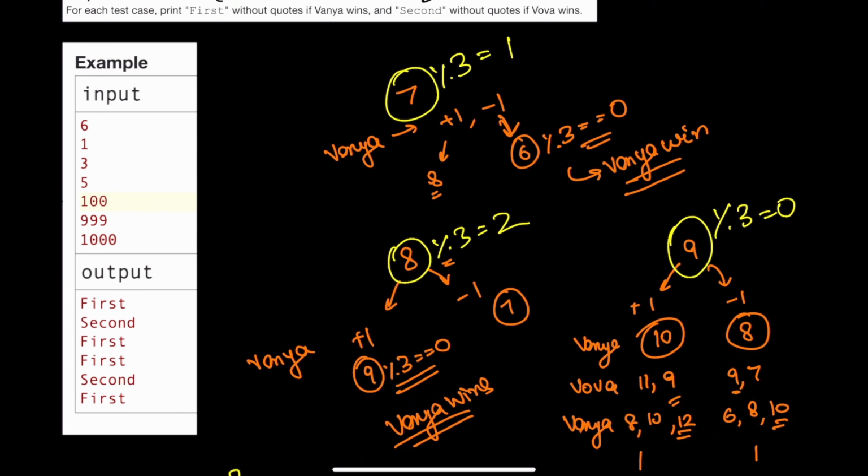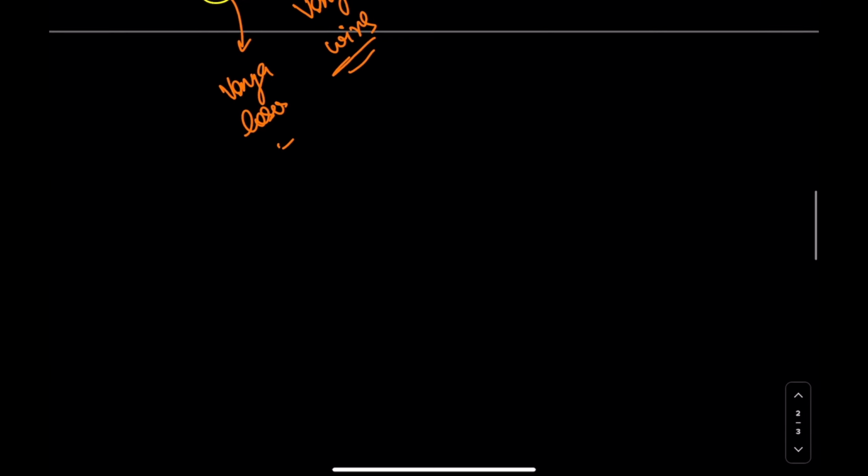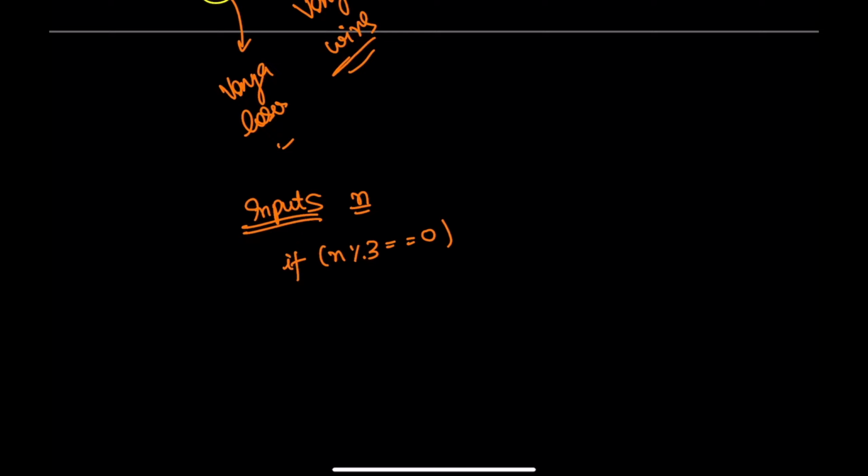So let's look at what we need to do. We'll take the input n. We'll check if n %3 is equal to 0, then Vova wins. That means we need to print Second. Otherwise we need to print First, since Vanya wins.